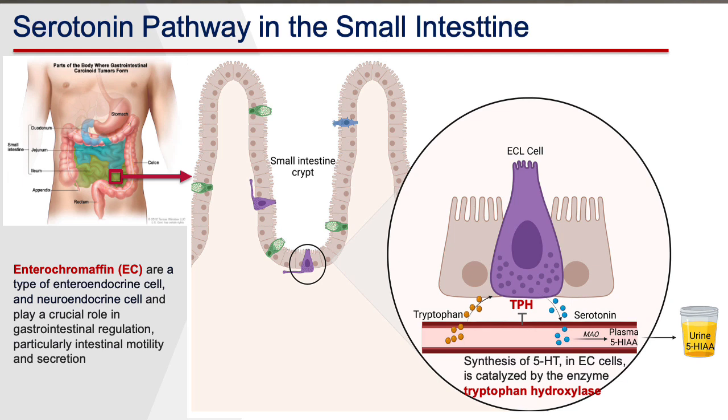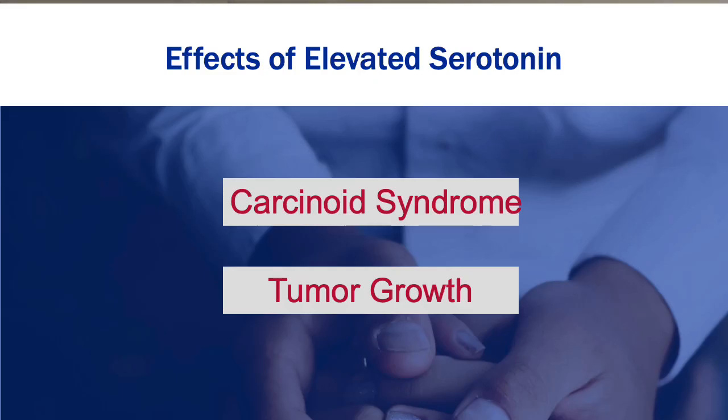But when that is acquired, it's converted into serotonin by the enzyme tryptophan hydroxylase, and we're going to discuss that. That's responsible for the production of serotonin, which then goes into the circulation, and then we measure it in the urine via 5-HIAA. So that's the pathway of how serotonin and 5-HIAA are produced. Now, what are the effects of serotonin? As we discussed, it can cause carcinoid syndrome, but at the same time it is known to also cause tumor growth. And we're going to talk in more detail about that.